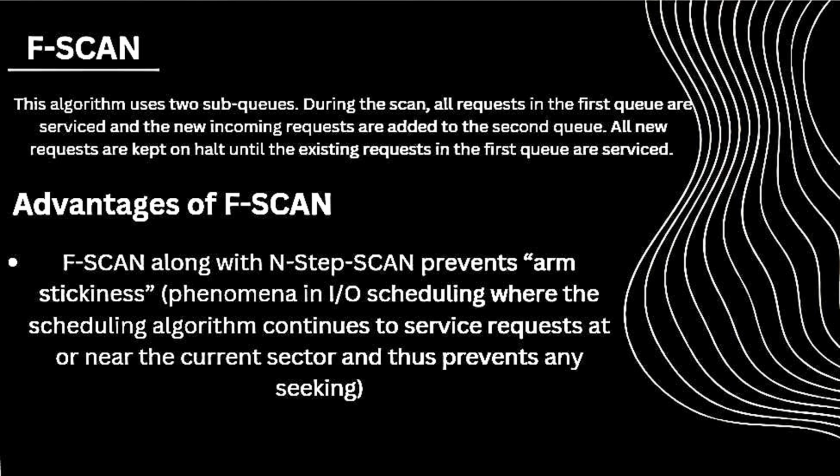This algorithm uses two sub-queues. During the scan, all requests in the first queue are serviced and new incoming requests are added to the second queue. All new requests are kept on hold until the existing requests in the first queue are serviced. Advantages: F-scan along with n-step scan prevents arm stickiness.